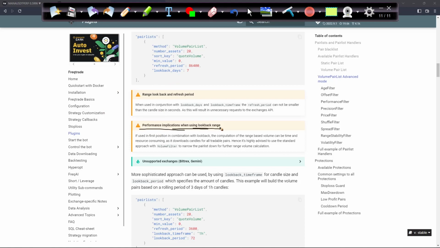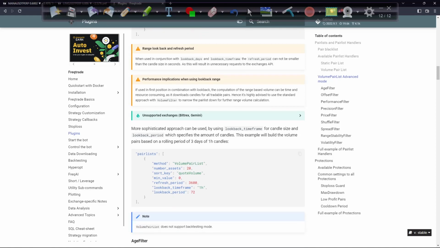Performance implications when using lookback range. If used in first position in combination with lookback, the computation of the range-based volume can be time and resource consuming, as it downloads candles for all tradable pairs. Hence, it's highly advised to use the standard approach with volume filter, to narrow the pair list down for further range volume calculation. Yeah, so that's very important for performance reasons.